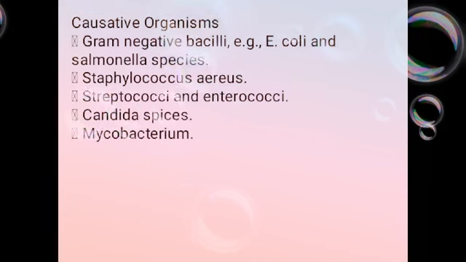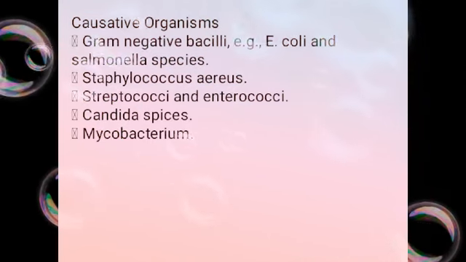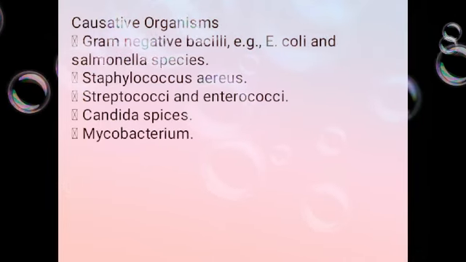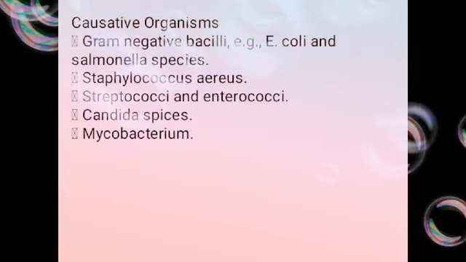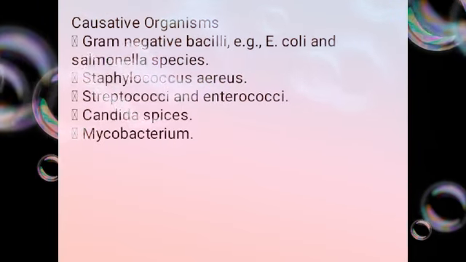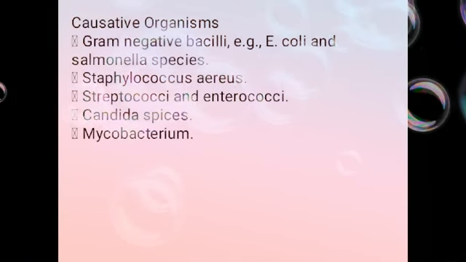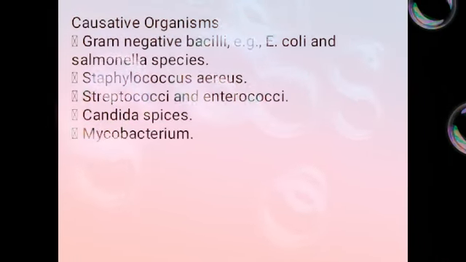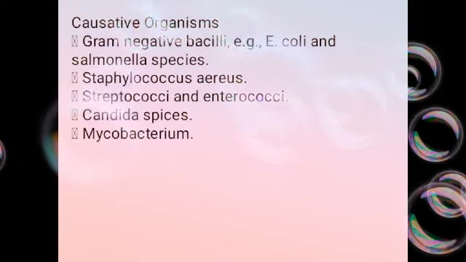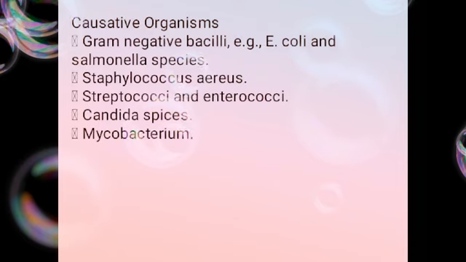Then there are the Candida species. Mostly this comes as an opportunistic infection. They are fungal infections that can also infect the spleen. And we also have mycobacterium. Mostly mycobacterium is another example of respiratory infections, like Mycobacterium tuberculosis that causes TB.